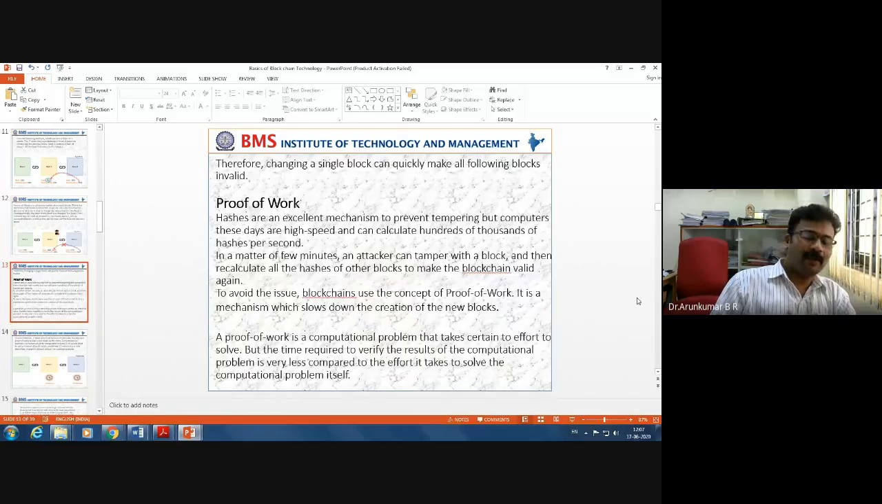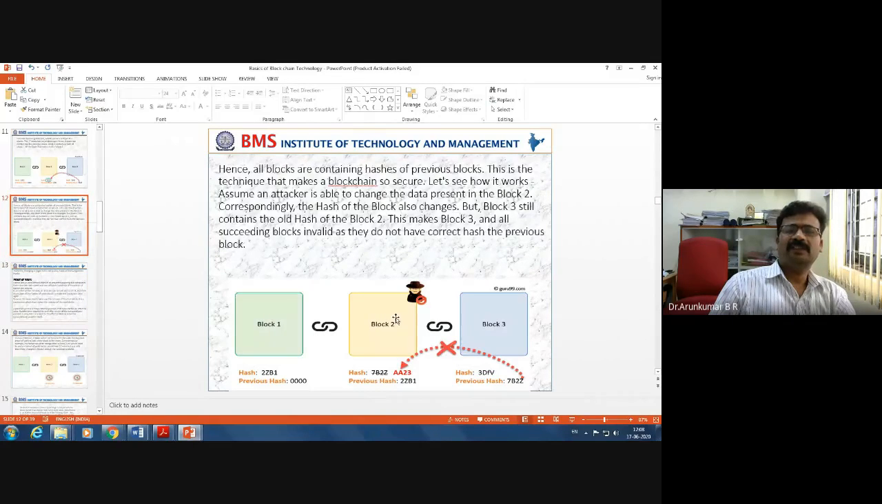Proof of work. This is a very important concept that you need to understand with respect to the blockchain. Hashes are an excellent mechanism to prevent tampering, but these days you have high-speed computers, right? They can calculate hundreds or thousands of hashes per second. So in a matter of a few minutes, an attacker can tamper a block and then recalculate all the hashes of the other blocks and make the other blocks valid too. As we have shown here, if an attacker makes some changes in block 2, the hashes of block 2 and block 3 and succeeding blocks change.